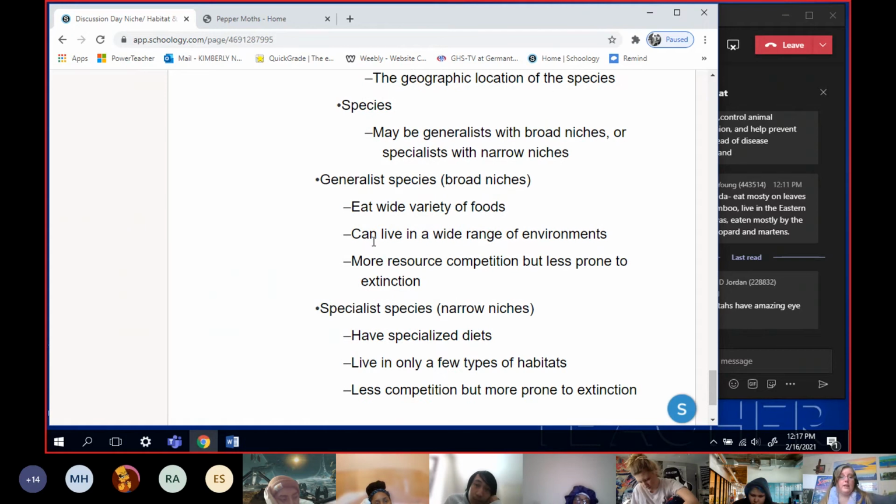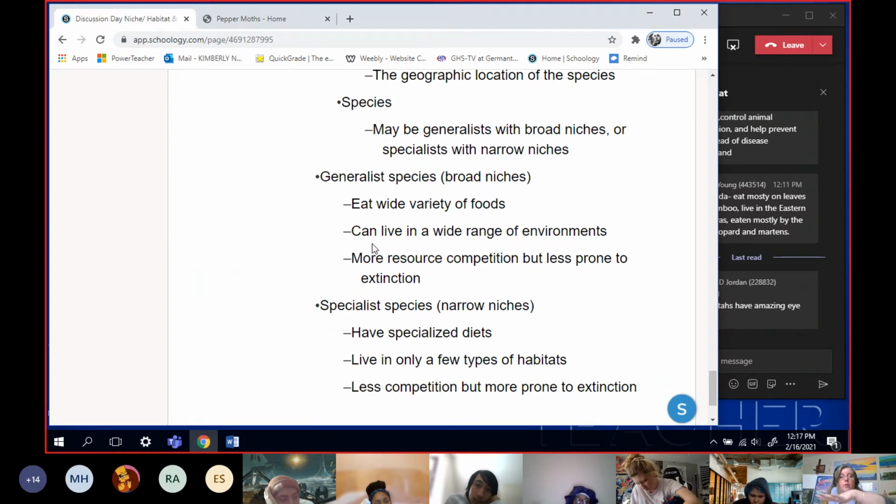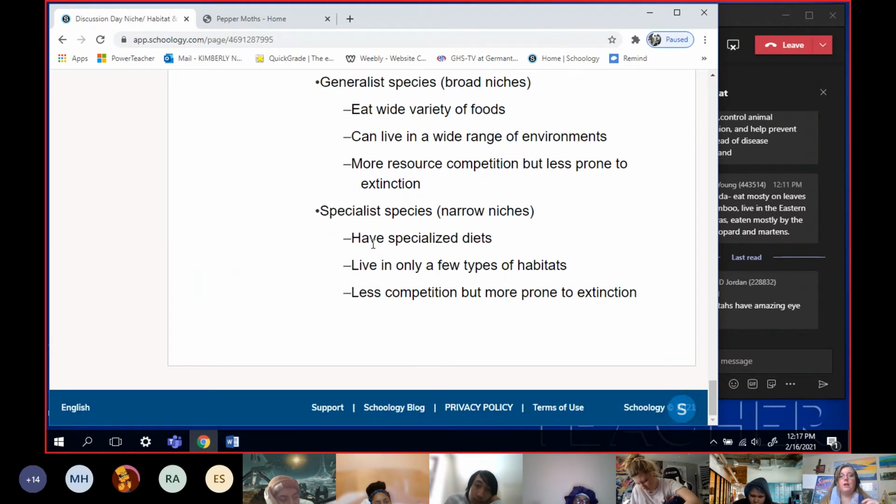The generalist with the broad niche can eat a wide variety of foods and live in a wide range of environments, and there's a lot more resource competition, but they have a lot more options, so they're less prone to extinction. The specialists have very specialized diets. They live in only a few types of habitats. Within their spot, there's a lot less competition, but they're more prone to extinction because they've only got that one spot.